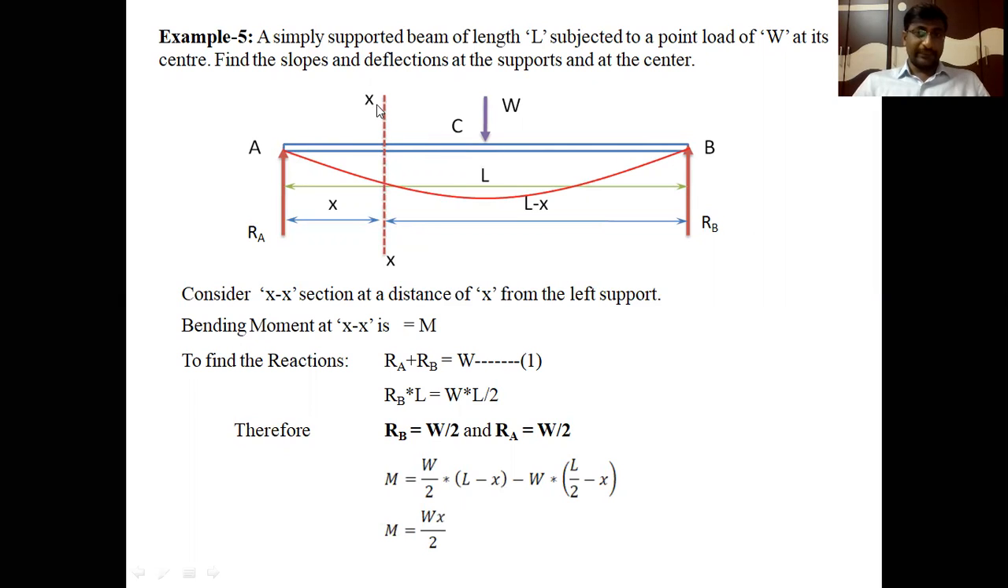But in the double integration method, when the section crosses the load, that is, crosses this point C, we cannot apply this section in between B and C. That's why this double integration method will not be used for multiple loads.